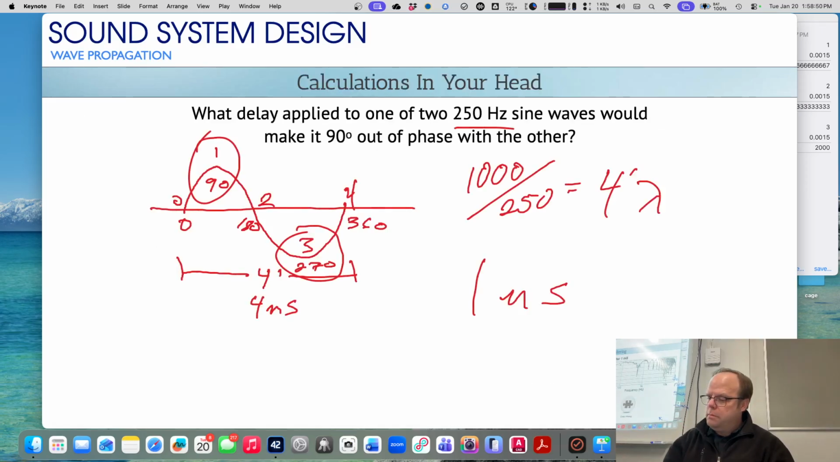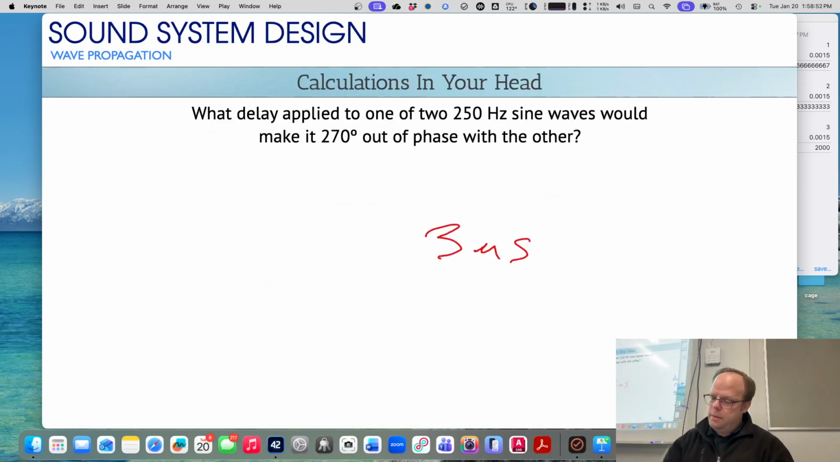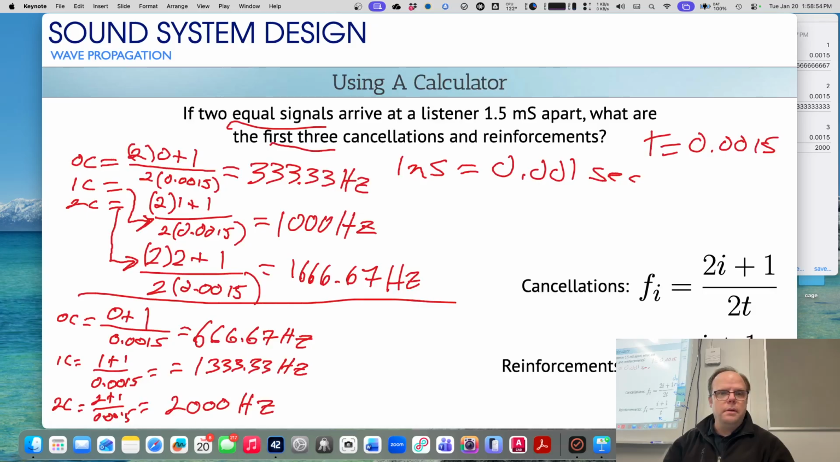Yeah? Can we go back to that? What does the C stand for in this equation? Oh, I should have done R's here. I'm just using C for cancellation versus reinforcement, just so I remember what equation to do. Oh, okay, gotcha. Yeah, sorry, my mistake.